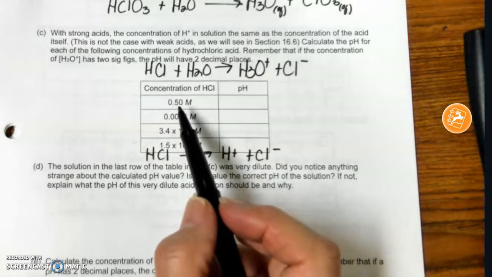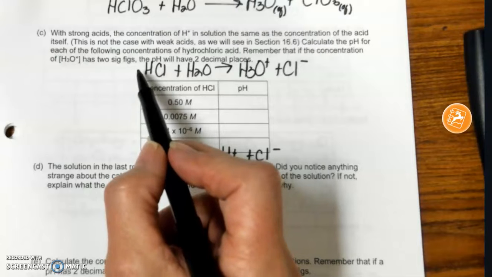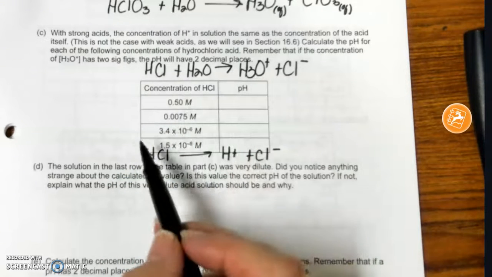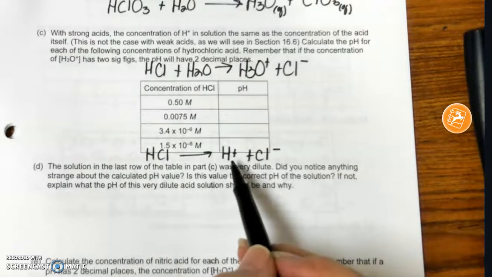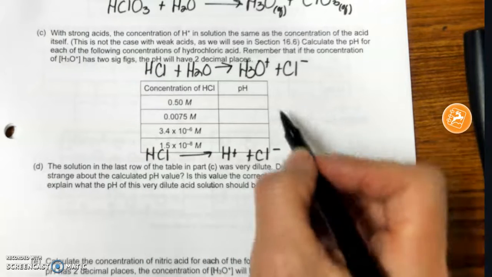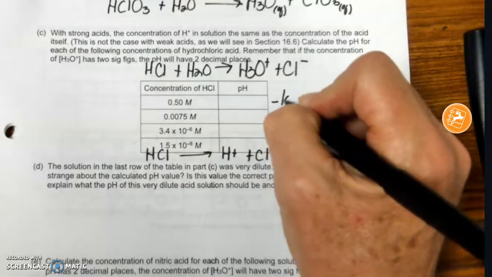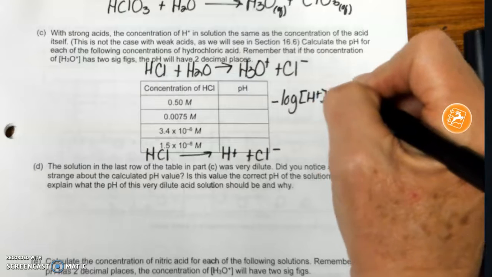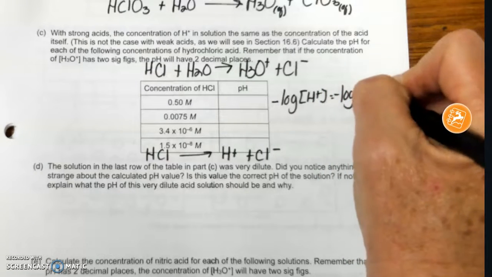So that means if I have 0.5 moles of this, I'm going to get 0.5 moles of this. Same molar of this. If I have 0.5 molar here, I'm going to get 0.5 molar here. So if I want to know what the pH is, all I have to do is take the negative of the log of the hydrogen ion concentration, which is the negative log of 0.5.